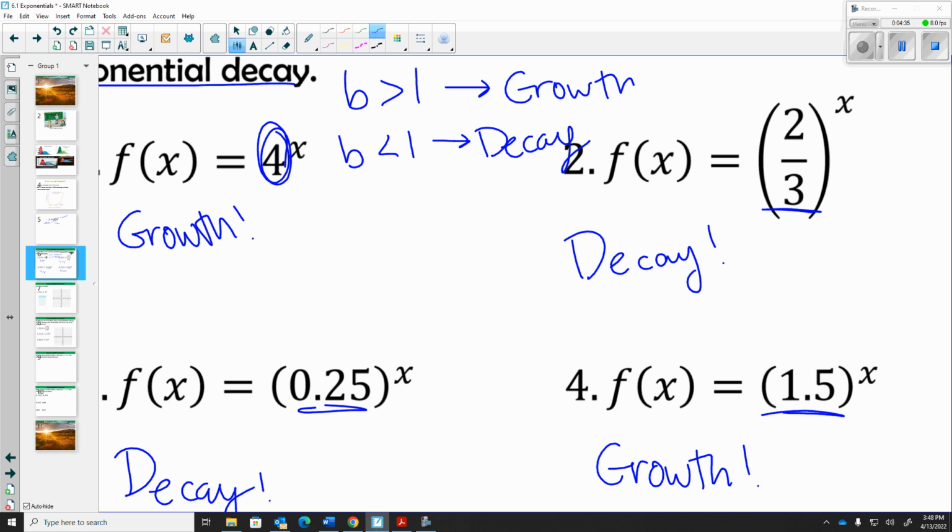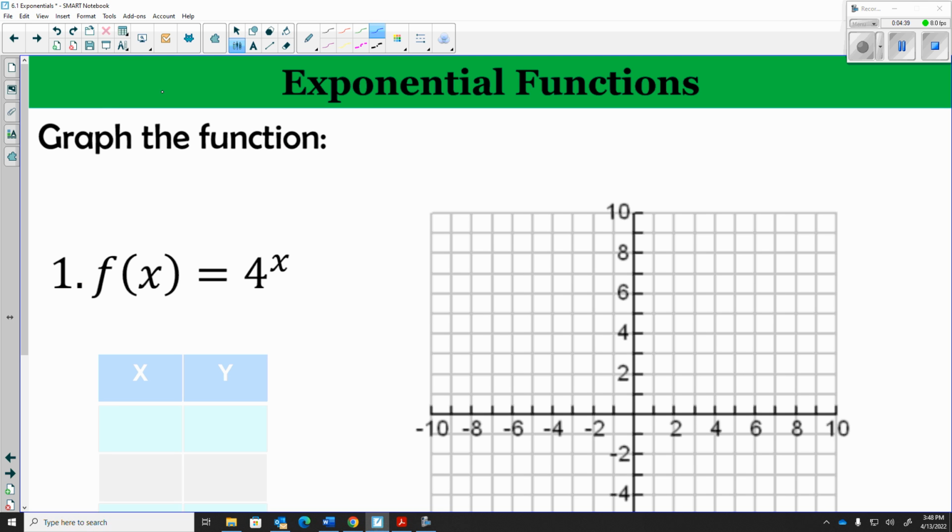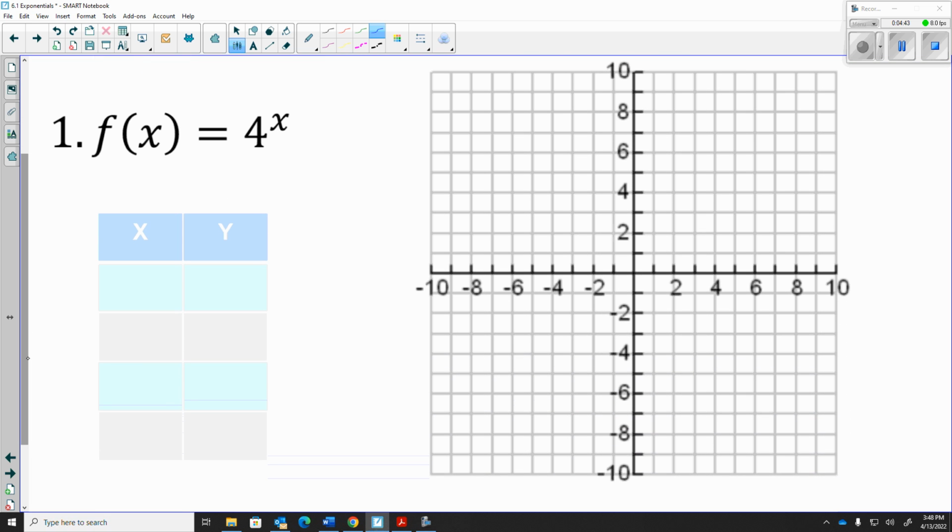Next thing, we're going to talk about how to graph an exponential equation. It tells me to graph this thing, f of x equals 4 to the x. Remember, f of x is just a title. Don't let that freak you out. 4 to the x is the function I'm dealing with, and I want to graph that.